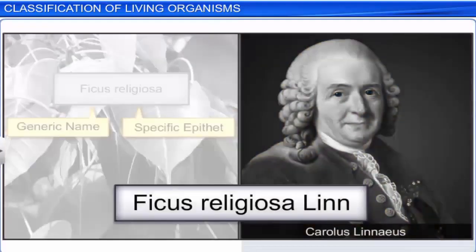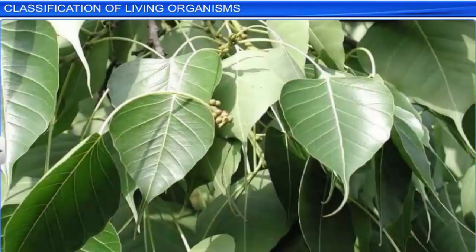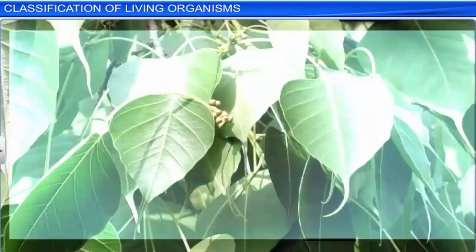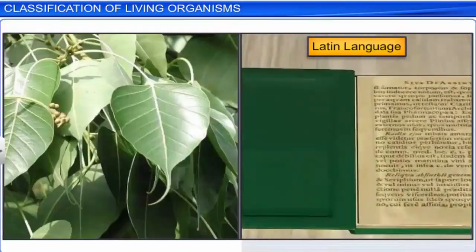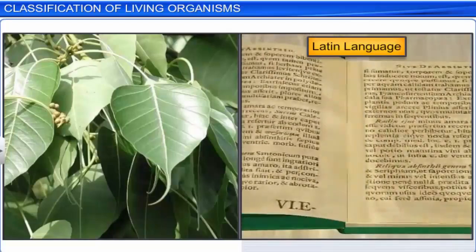Sometimes, the name of the author who first described the species is written at the end of the specific epithet. For example, in Ficus religiosa Linn, Linn is the abbreviated name for Linnaeus. Moreover, scientific or biological names are generally in Latin or derived from Latin, irrespective of the origin of the organism.